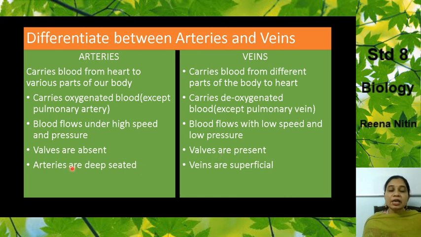Now the arteries are deeply seated. They are not superficial. The arteries are deeply seated in the human body, while the veins are superficial. That is why we can see our veins on our wrist also, those blue colored lines. So that means they are superficial. They are not deeply seated in the body.